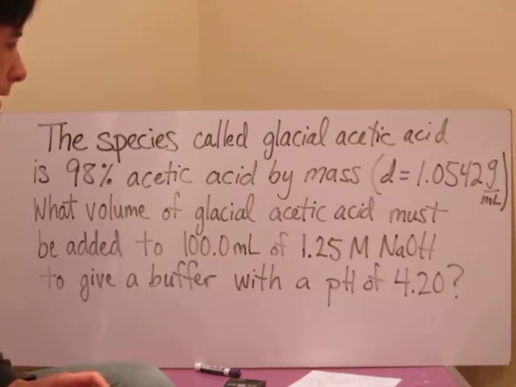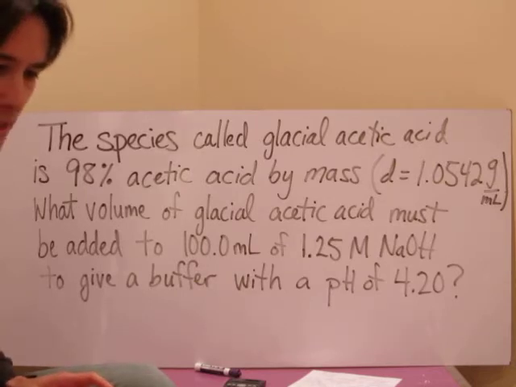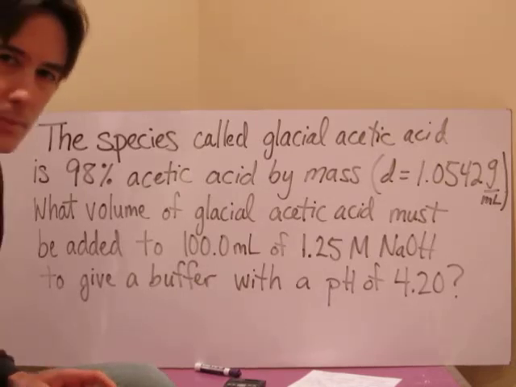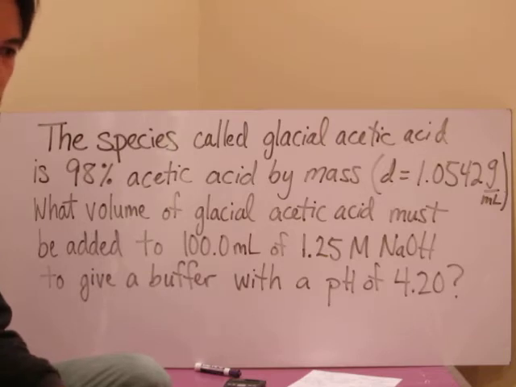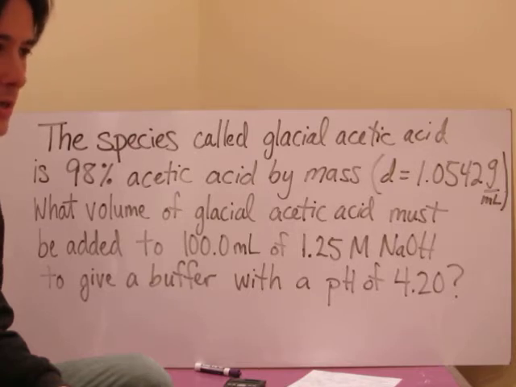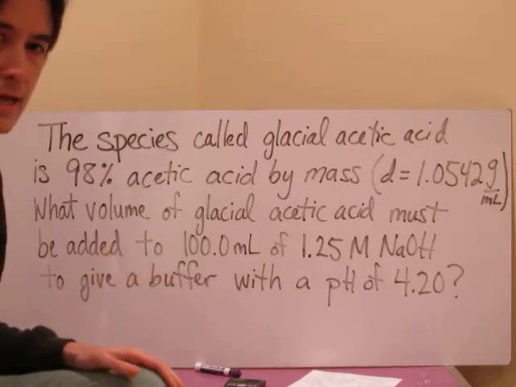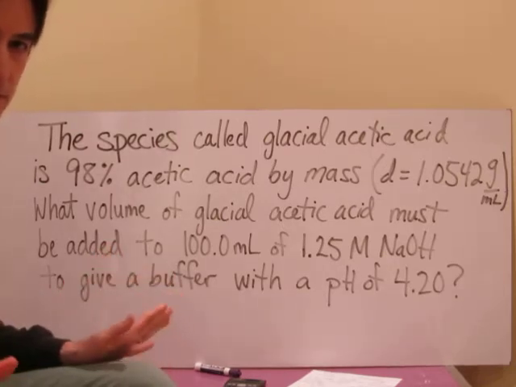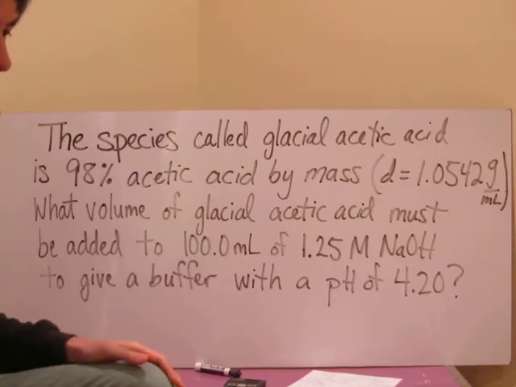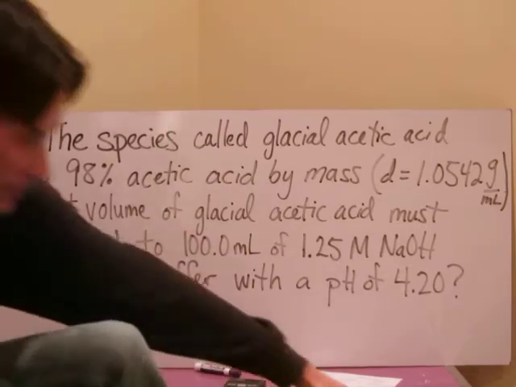So hopefully when you think of buffer, you remember that if you have equal concentrations of a weak acid and its conjugate base, then pH equals pKa. So we do actually know the Ka of acetic acid. They give us what the weak acid is. So let's look at what we have.